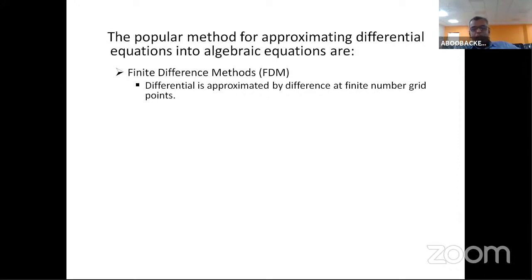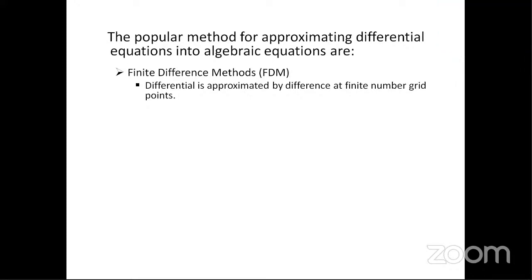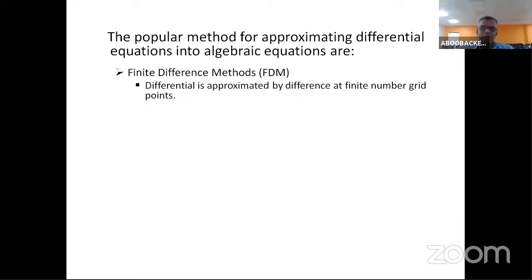And this approximation will be done at a finite number of grid points. Whereas the differential will be at an infinite number of points because it is continuous or closed form. That is the differential operator, with the definition limit delta x tends to 0 or limit delta t tends to 0, etc. So there is no gap between two adjacent points. So it's almost zero, whereas here a finite difference will be there. So that is the approximation, and this is the finite difference method.